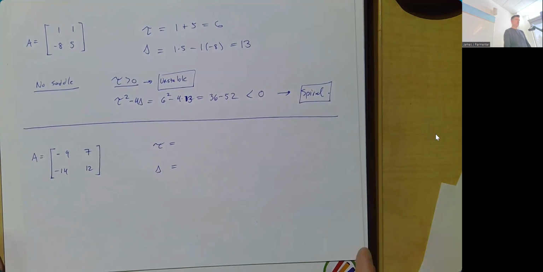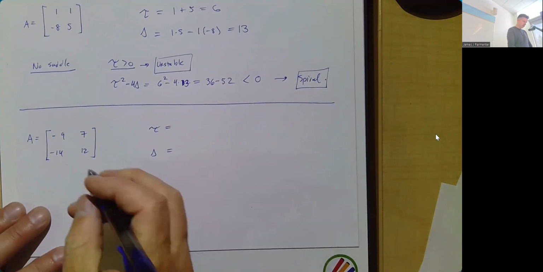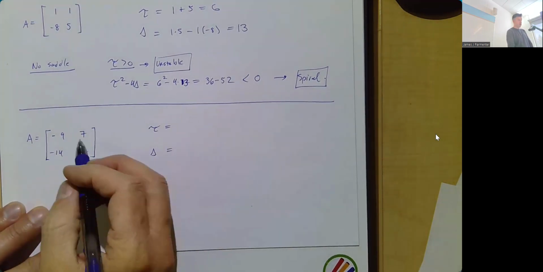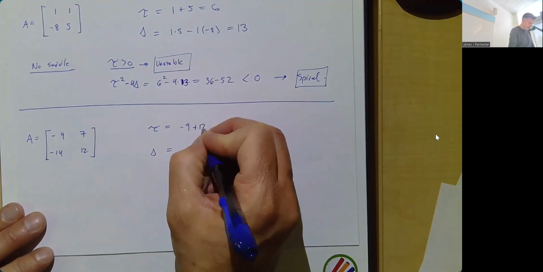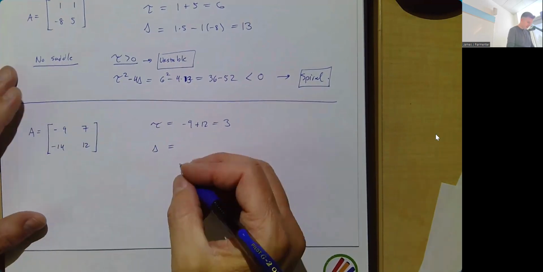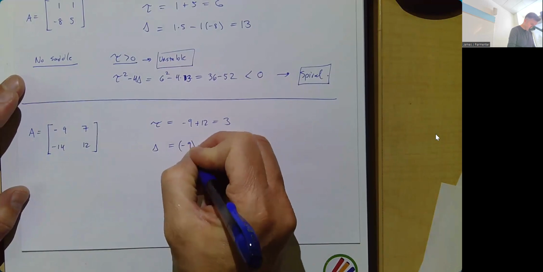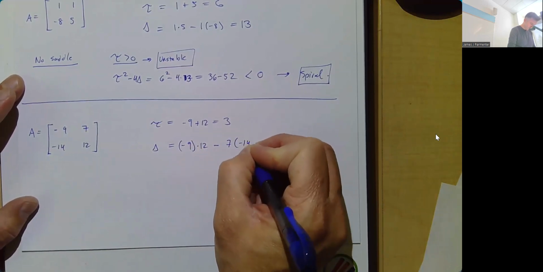Okay, we'll do maybe 2 more. Here's my new one: negative 9, 7, negative 14, 12. The trace should never be that hard to calculate. The determinant sometimes can be a real pain. So here my determinant is negative 9 times 12 minus 7 times negative 14.